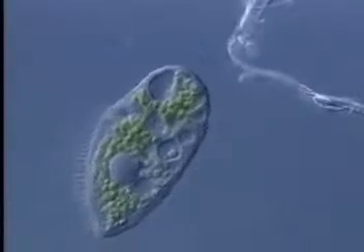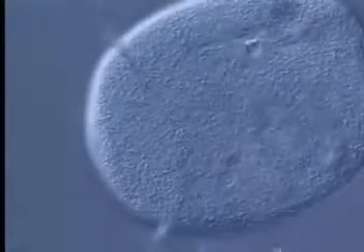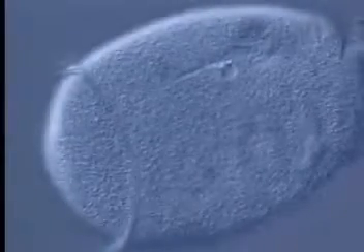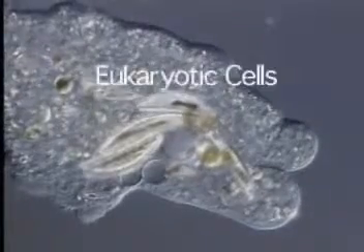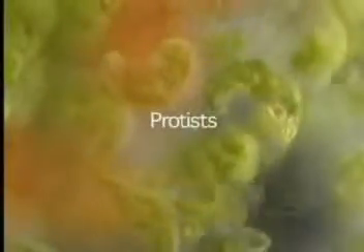Aside from their different shapes and sizes, these cells have much in common. A nucleus containing the cell's DNA, and organelles, small bodies inside the cell that carry out its life functions. Cells with a nucleus are known as eukaryotic cells. Single-cell eukaryotes are called protists.